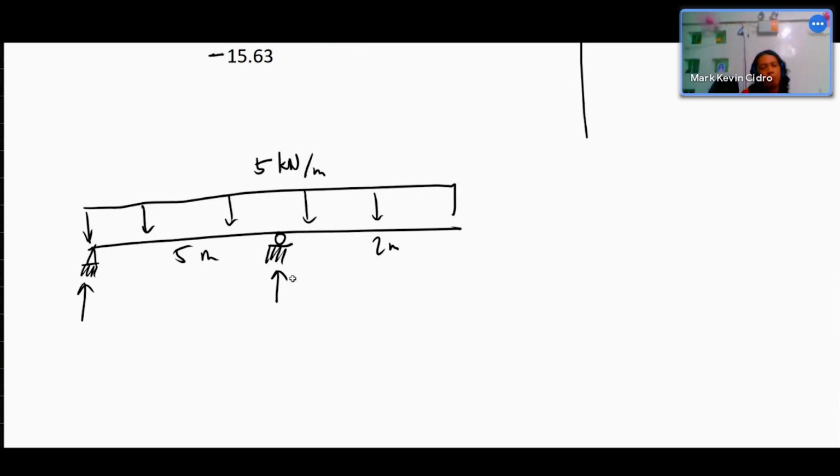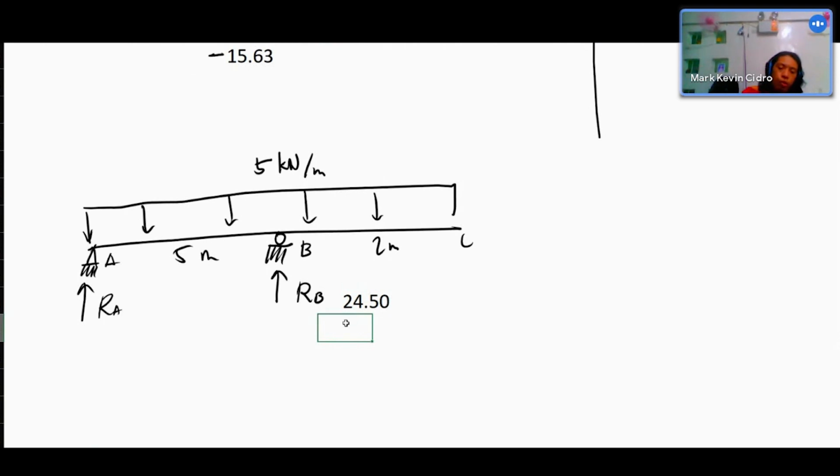Reactions first. This is A, this is B, this is C. This is RA and this is RB. Let's solve for RB first. RB is equal to 5 times 7 times 7 over 2 divided by 5. The result is 24.5. Do you agree? This is 24.5 kilonewton. Then for RA: 5 times 7 minus 24.5 minus this one.